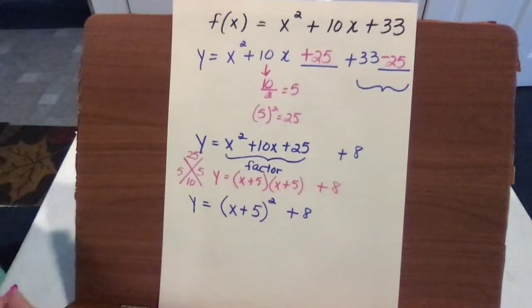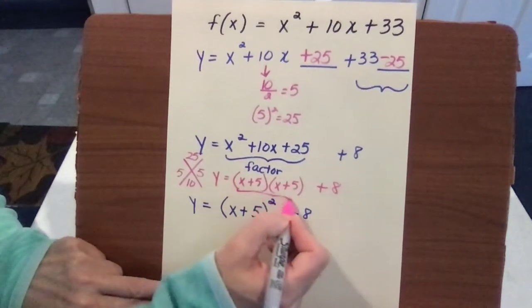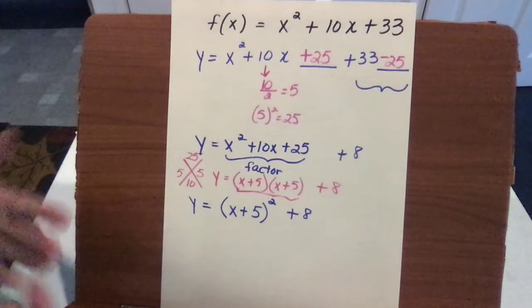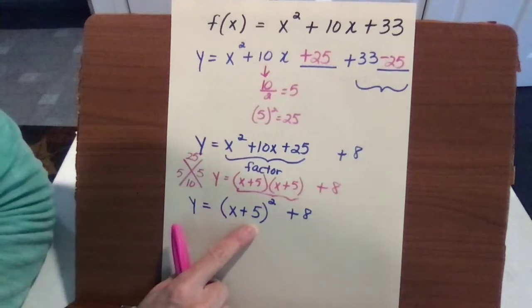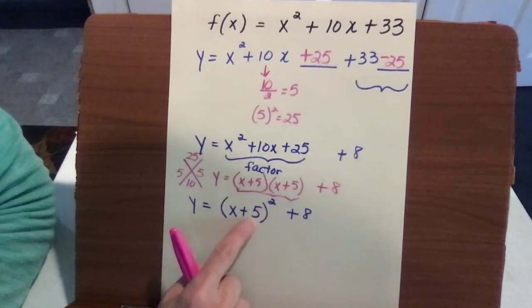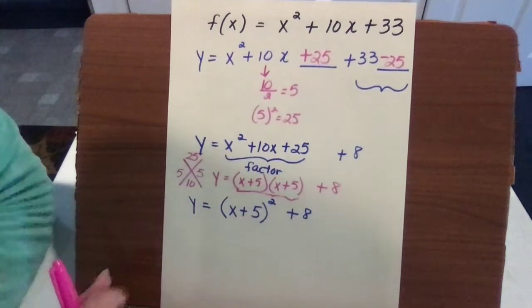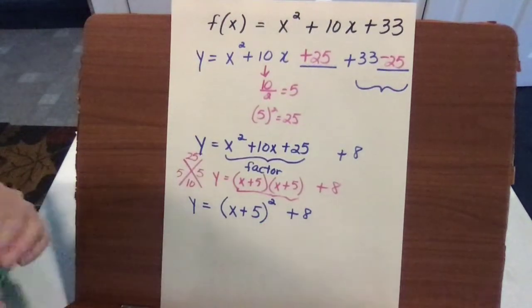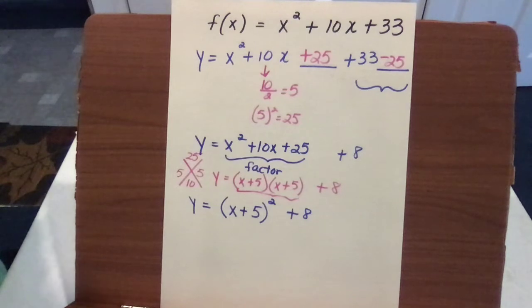And then we take this and we combine into the quantity of x plus 5 squared plus 8. And again, we can pull off our vertex, which would be 5, the opposite of what we see, so negative 5, 8, okay? And that is how you convert a standard quadratic equation into a vertex form, which in some cases could be easier for some kids to graph. All right, and that's it.